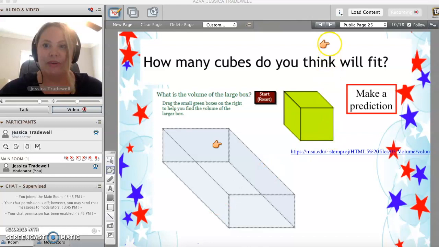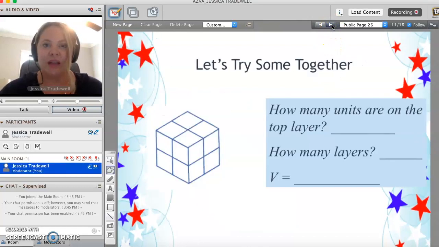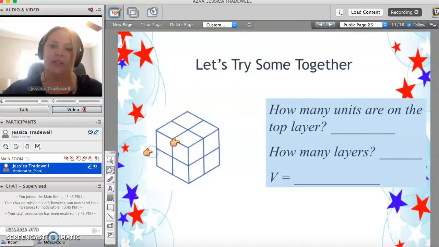So moving right along, let's try some of these together. So let's take a look at this rectangular prism. How many units are on the top layer? So this time we're looking at the top because we can see all of them from above. So go ahead, count the top layer. How many units are there?